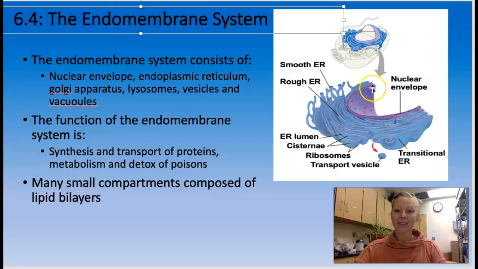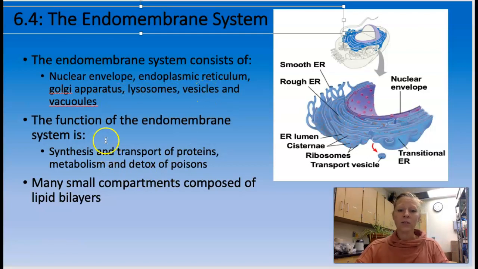So we have left the nucleus and we are looking at the endomembrane system. This is going to consist of our nuclear envelope which is attached to our endoplasmic reticulum. We have smooth ER, we have rough ER. We're going to look at the Golgi apparatus and lysosomes and vesicles and vacuoles. So all of the little bubbles that help transport materials is going to be included in our endomembrane system.